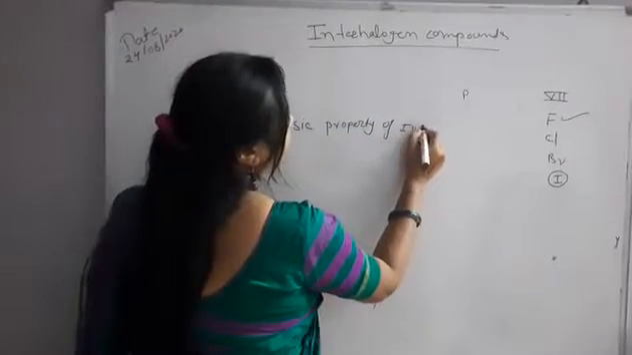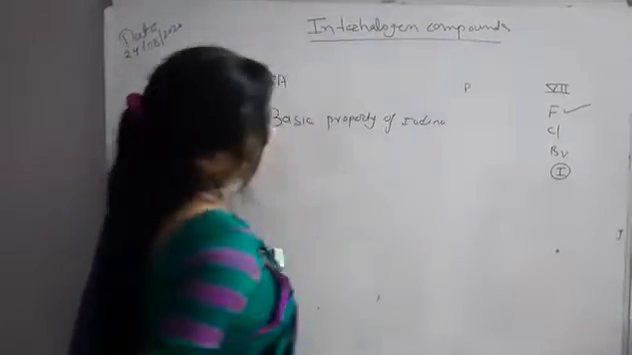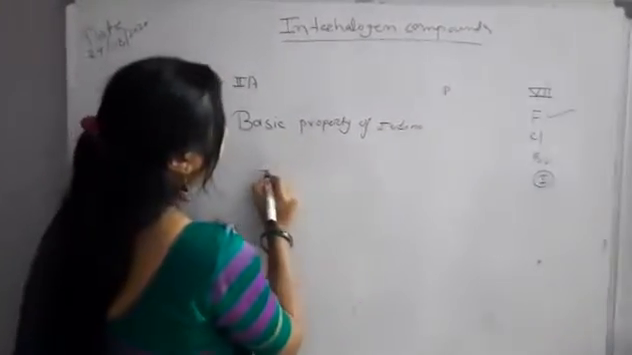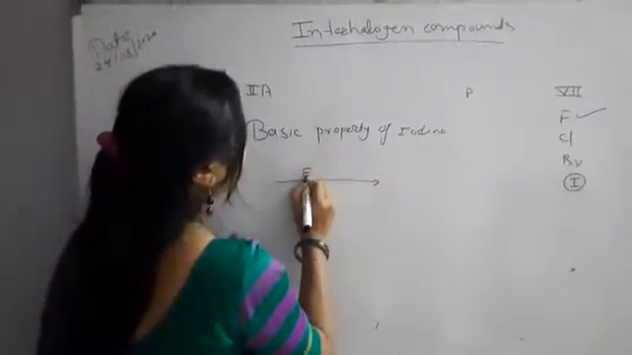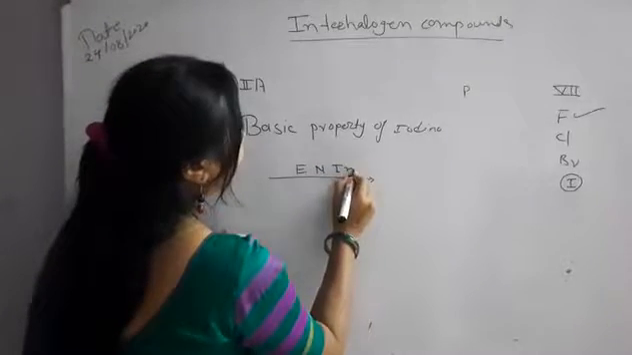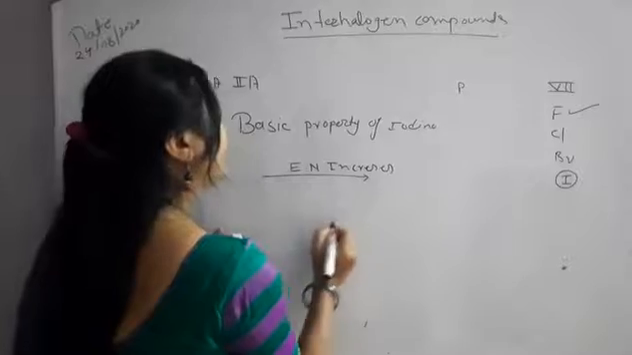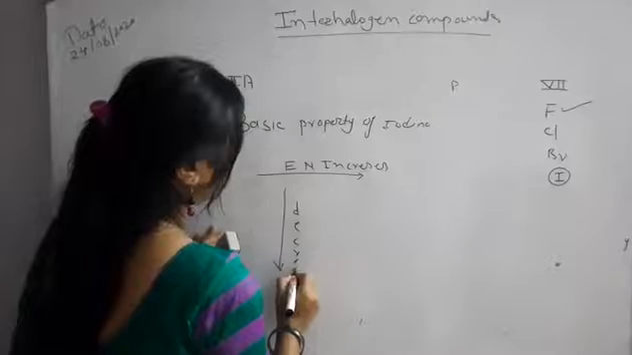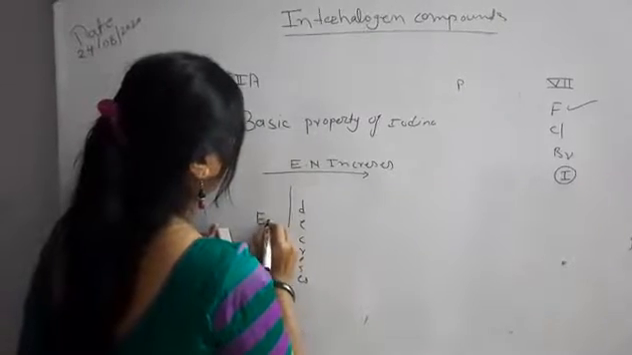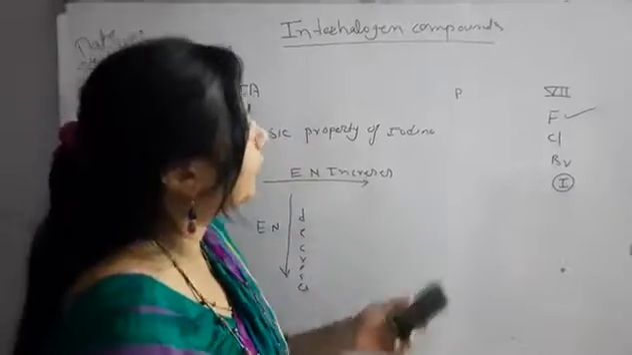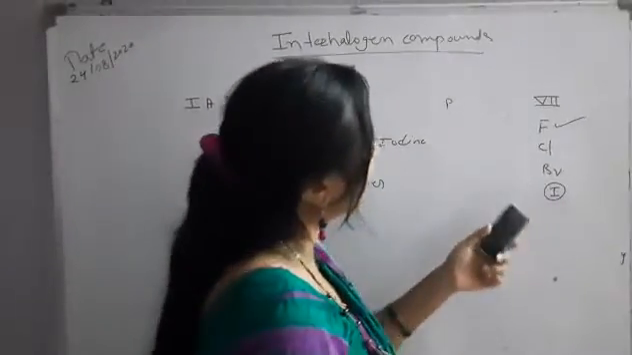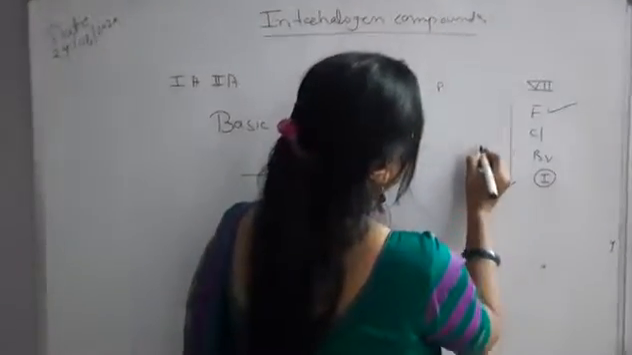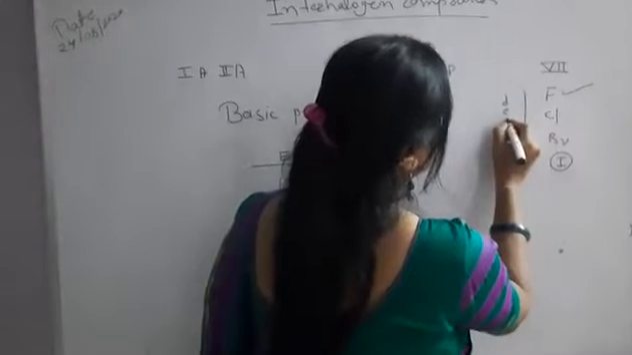So see here, in the periodic table, if we go from left to right, the electronegativity value increases, and the electronegativity value decreases when we move down the group. So in the halogen group, fluorine is the most electronegative. Iodine is less electronegative because the electronegativity value decreases.